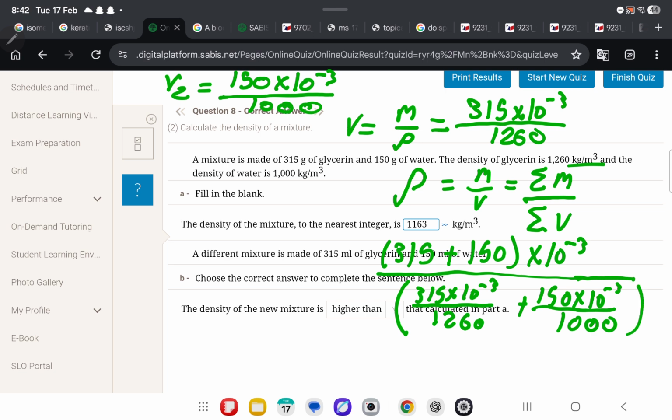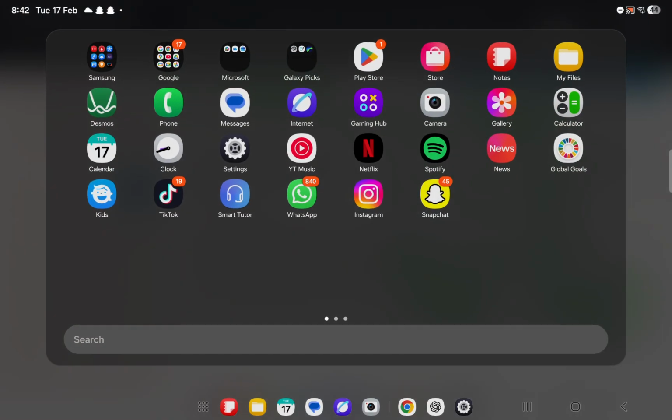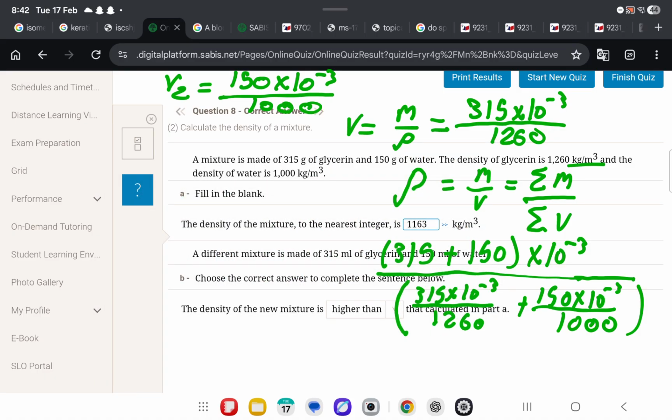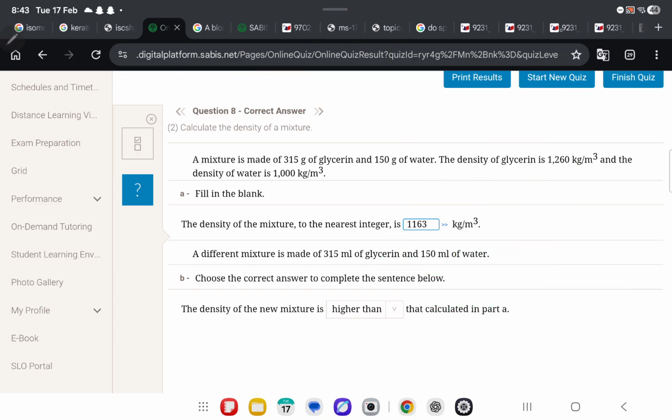So open a fraction. Now open a bracket, 315 plus 150, times 10 to the power of minus 3. Remember to close your brackets. Over 315 times 10 to the power of minus 3 over 1260 plus 150 times 10 to the power of minus 3 over 1000. You get 1162.5, or 1163 to the nearest integer.